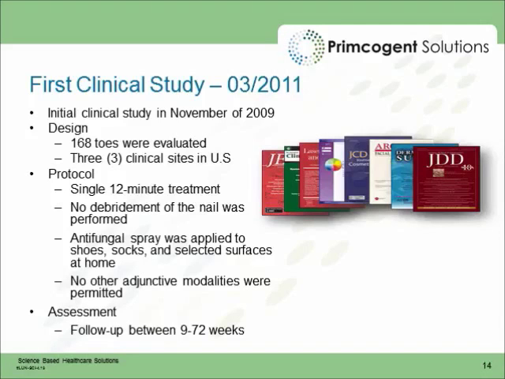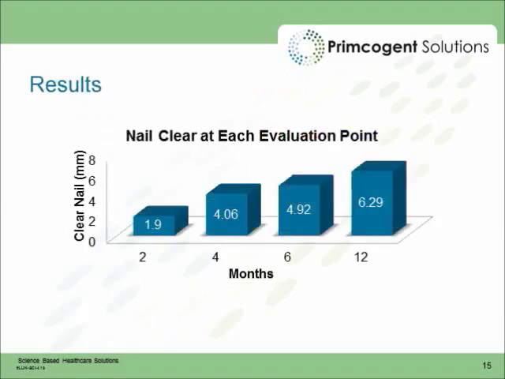There was no nail debridement. An antifungal spray was used, but this was simply applied to socks, shoes, and other selected surfaces at home. No other adjunctive modalities were permitted. This included topical antifungal applied directly to the toe, and oral antifungal. There was a washout period. No adjunctive components were used. Follow-up period was a bit sporadic, ranged between 9 and 72 weeks, but this was considered a pilot investigation.